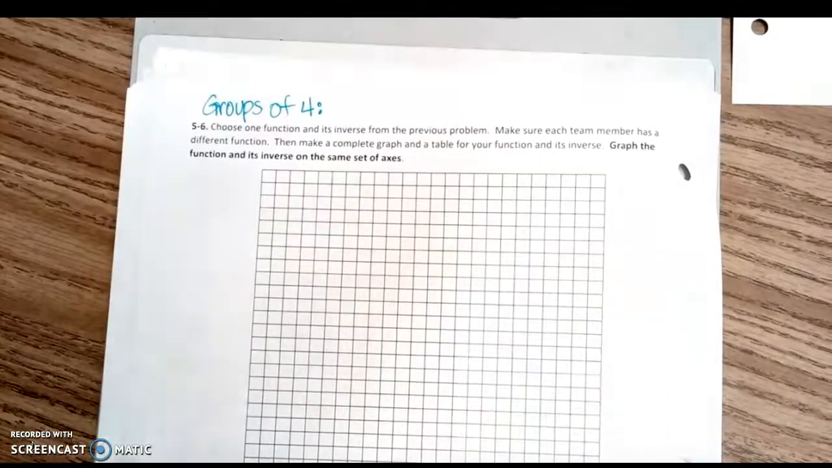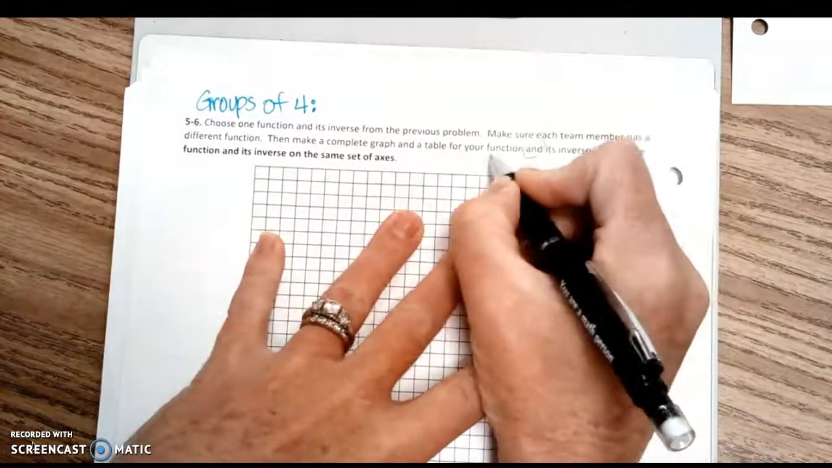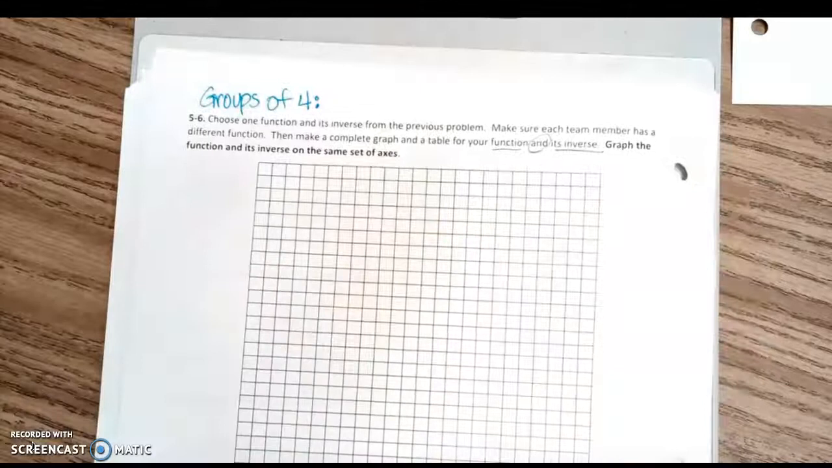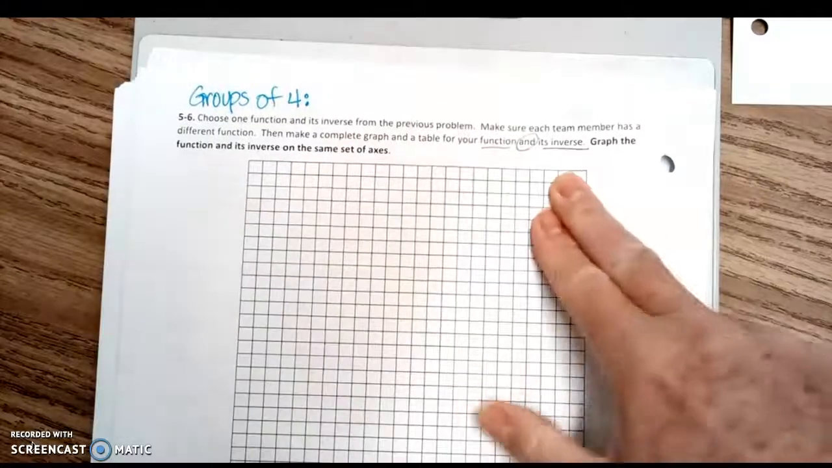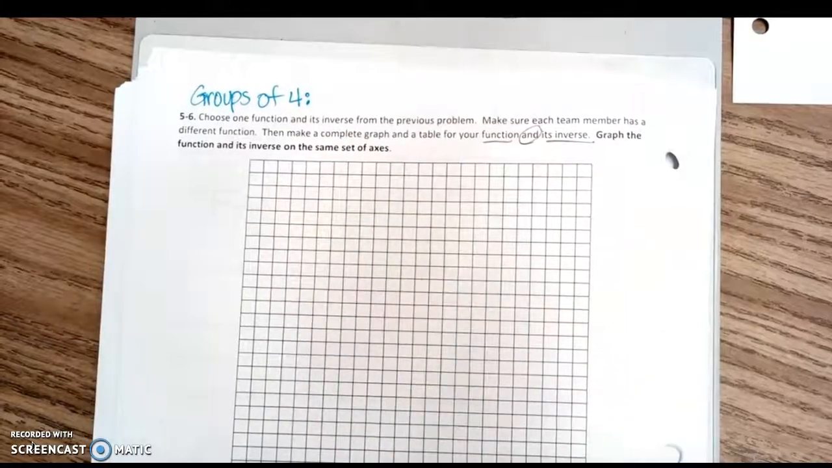And here's what it wants you to do at the top of page 7. It says choose one function and its inverse from the previous problem. So on the previous page, there were 4 of them, right? Each team member in your group is going to choose a different function. Then you're going to make a complete graph and a table for your function and its inverse. Graph the function and its inverse on the same set of axes. So you're going to graph your function, then you're going to graph your inverse function on the same graph. You can do that with Desmos, okay?